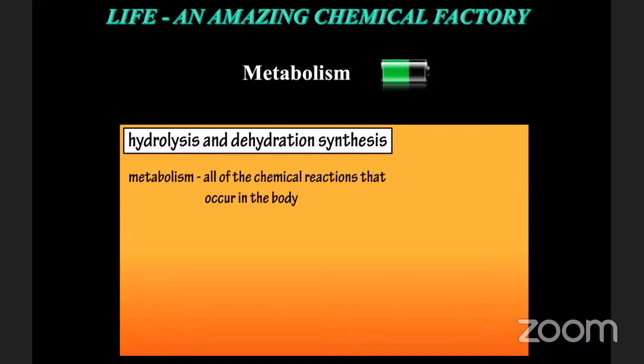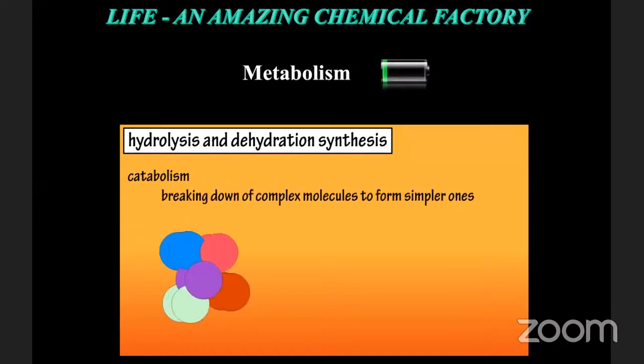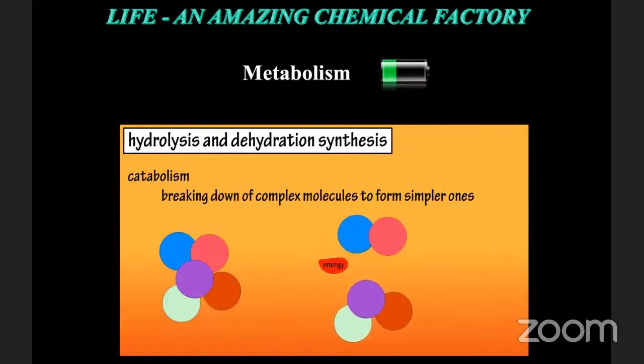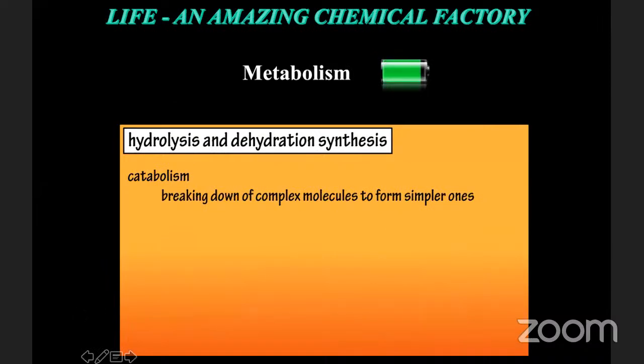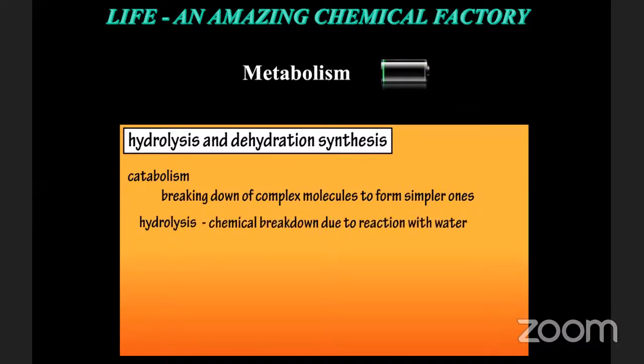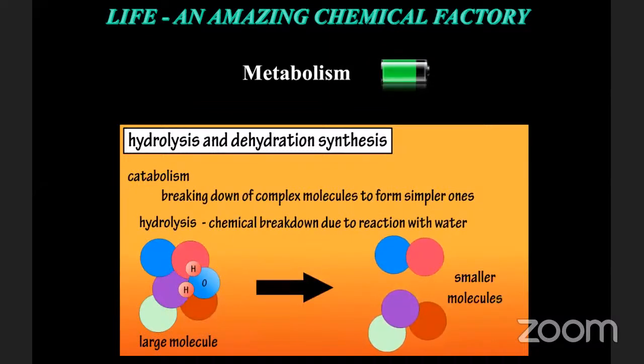body cells. The two major types of metabolic activity that occur in the body are catabolism and anabolism. Catabolism is the breaking down of complex molecules to form simpler ones, and oftentimes during the process it releases energy. The release of energy is related to the disruption of chemical bonds. One of the important types of catabolic reactions is called hydrolysis. Hydrolysis is a chemical breakdown of a compound due to a reaction with water. So a water molecule is added to break down a larger molecule into smaller molecules or subunits.